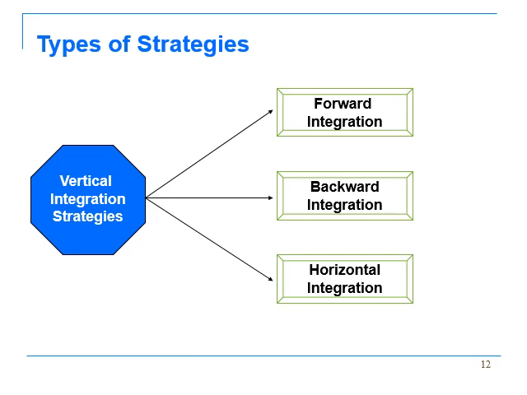Forward integration, backward integration, and horizontal integration are sometimes collectively referred to as vertical integration strategies. Vertical integration strategies allow a firm to gain control over distributors, suppliers, or competitors. Okay, so now we're going to see each of them, forward integration, backward integration, and horizontal integration, in the next slides.